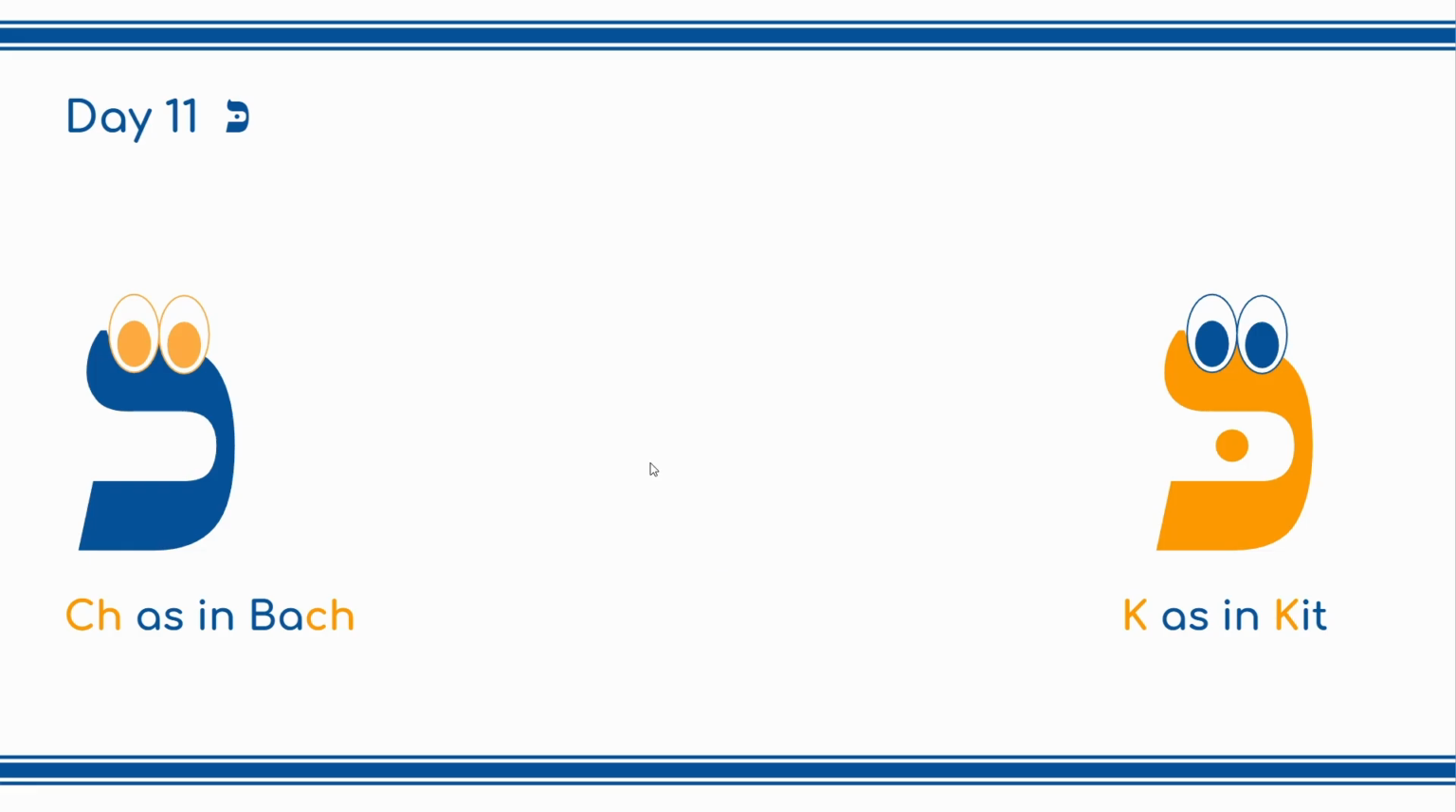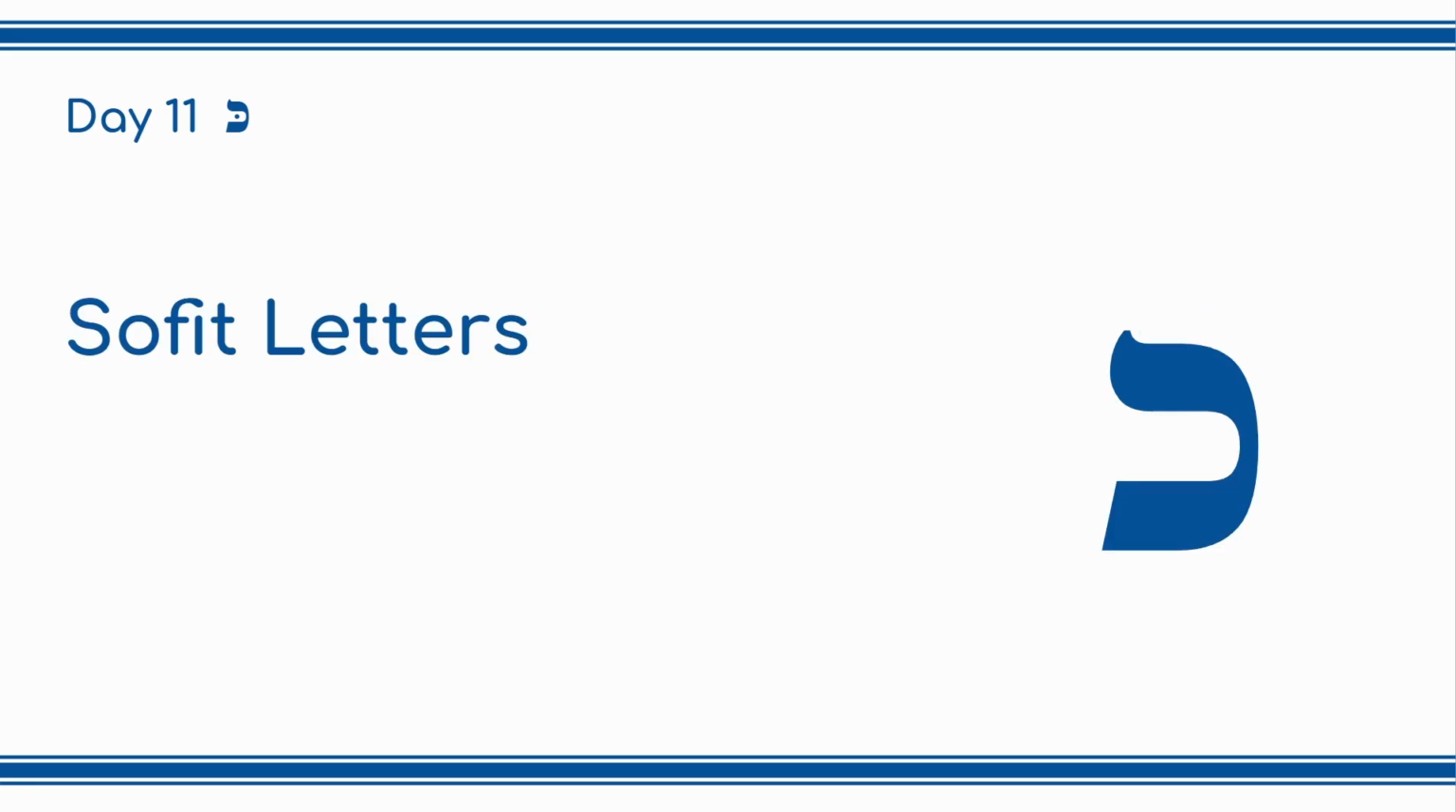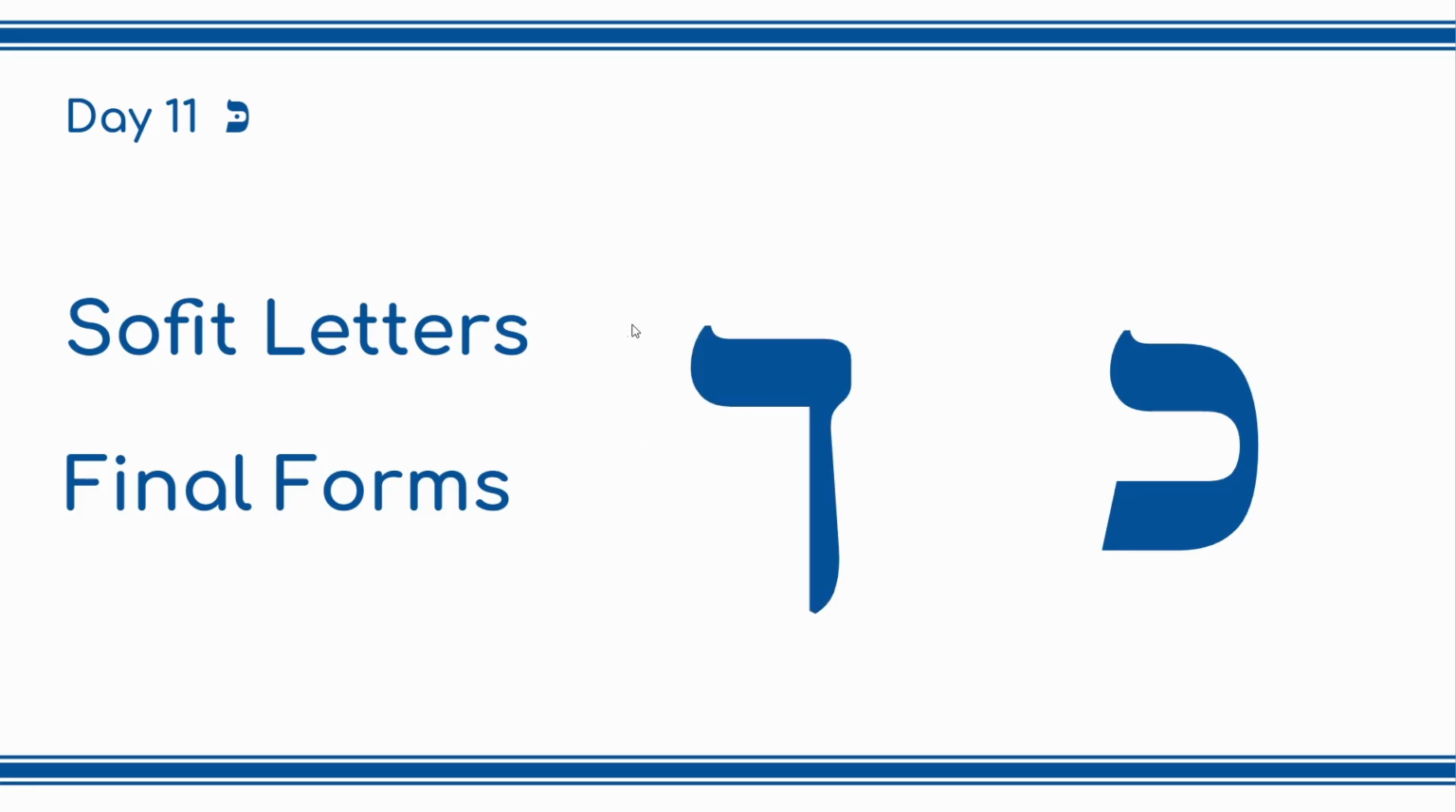Okay, so there's something else you have to learn about the letter Kaf, and that is, it has two forms. The other form is called a Sophite letter. So you can also call it final form. And this is the final form. So this is Chaf with the ch sound, and then this is the final form of that letter.